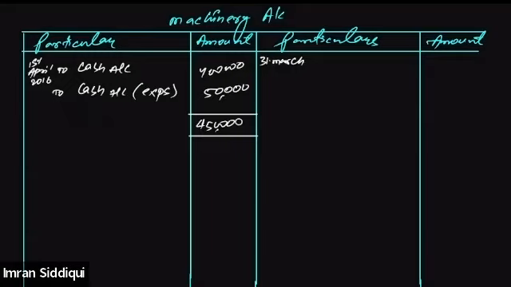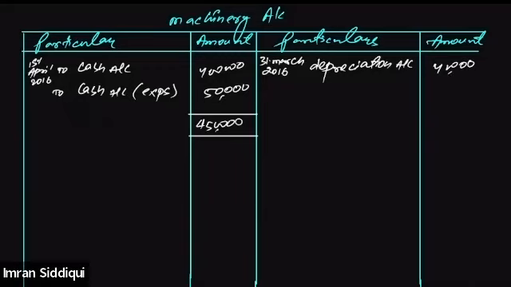So this is the machine that we have bought at the beginning of the year, and at the end of the year, this machine will be subject to depreciation. So depreciation for the first year, since we have applied the straight line method, will be reduced. For the first year, it will be 40,000.